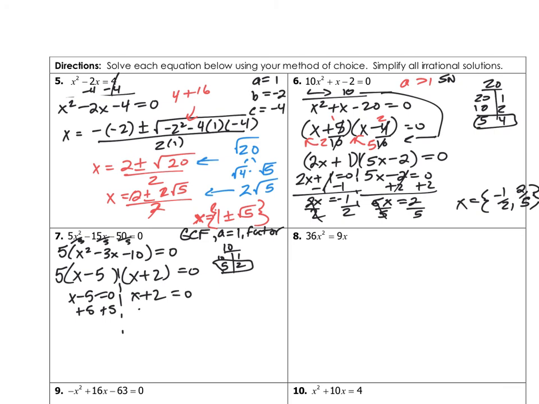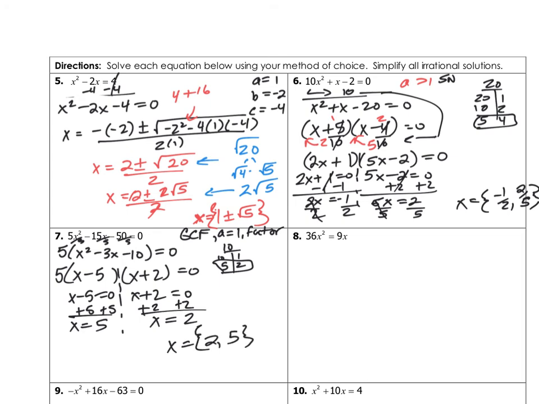Add 5. Okay, not really sure what happened there. Let's keep going. So, add 2, and x equals 2, x equals 5. Write your answer as a solution set, least to greatest. Good to go.